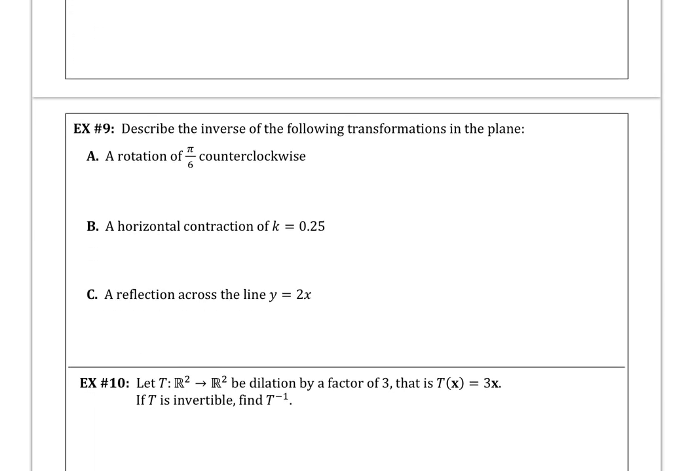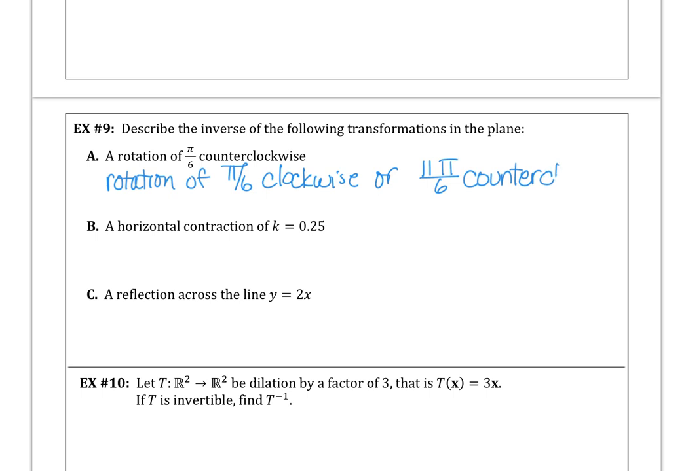Describe the inverse of the following transformations in the plane. A rotation of pi over 6 counterclockwise. Well, we could say the inverse would be a rotation of pi over 6 clockwise. We could also say that it could be 11 pi over 6 if we went counterclockwise. So just going the opposite direction.